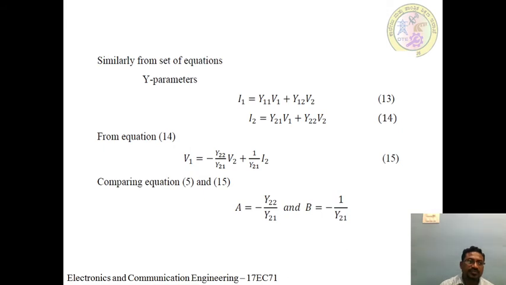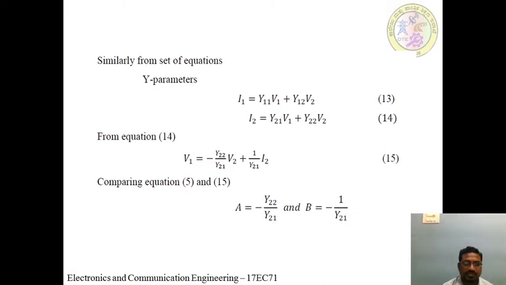Then similarly, from the set of equations considering the y parameters, I1 is equal to y11 v1 plus y12 v2, call this equation number 13, and I2 is equal to y21 v1 plus y22 v2, call this equation number 14. From equation number 14, we can write v1 is equal to minus y22 divided by y21 v2 plus 1 divided by y21 into I2. That is called equation number 15.